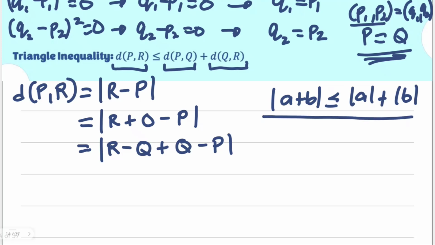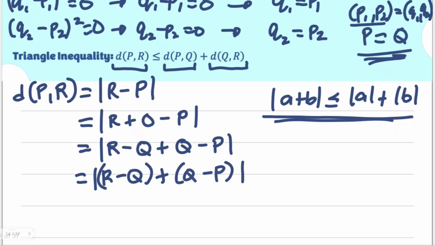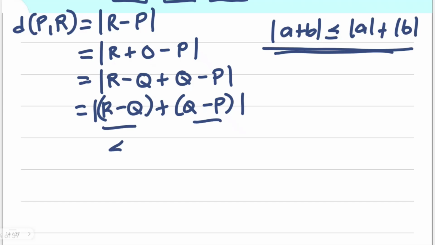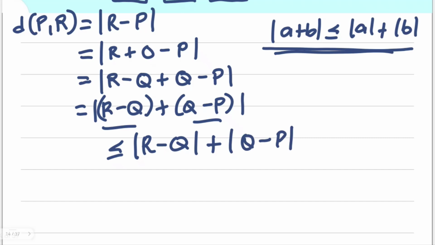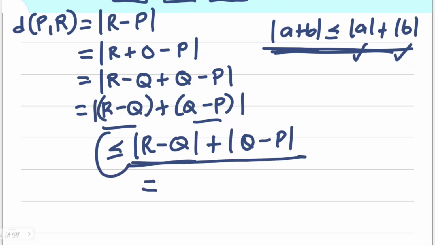Hence, since we have addition here, we can group R minus Q plus Q minus P, and then we can invoke this. As this is our A and this is our B, this is less than or equal to the absolute value of R minus Q plus the absolute value of Q minus P. Again, the absolute value of A plus B is less than or equal to the sum of the absolute values of A and B. And what is this, by the way? Let me put equality here. Yes, equality of this expression, but this is still less than or equal.